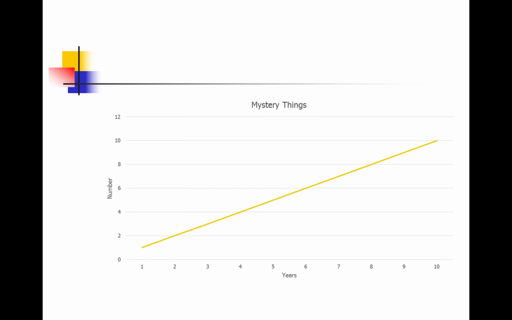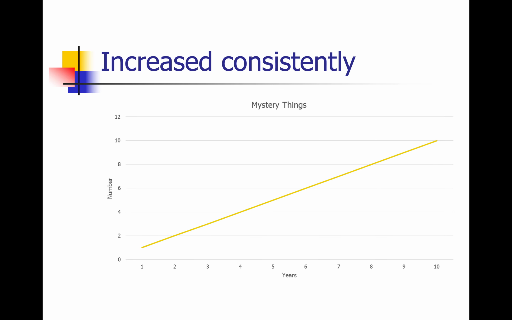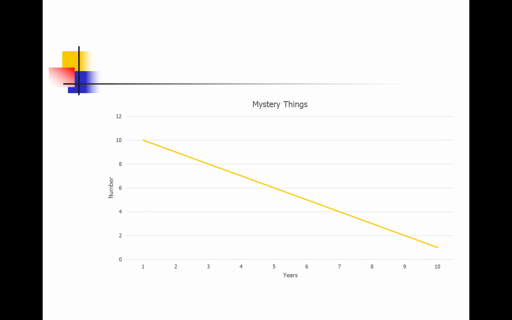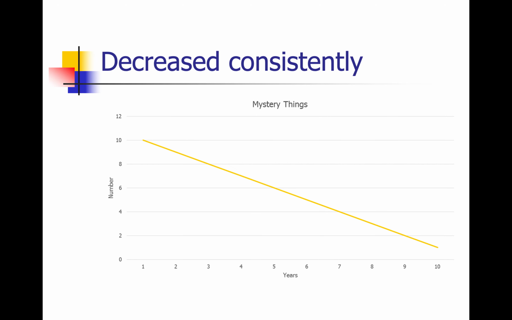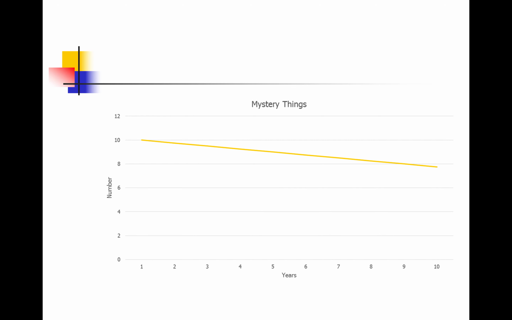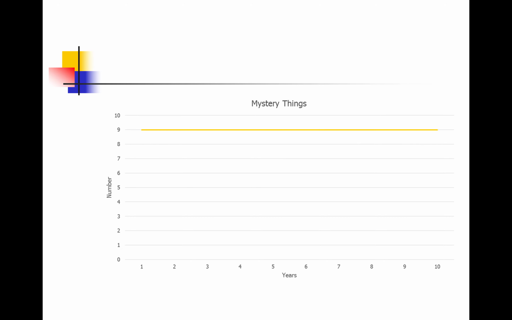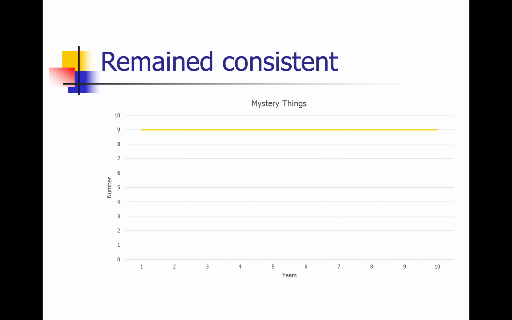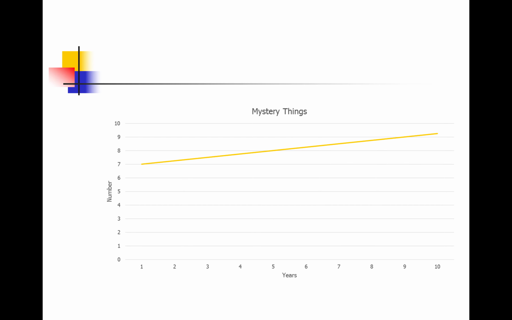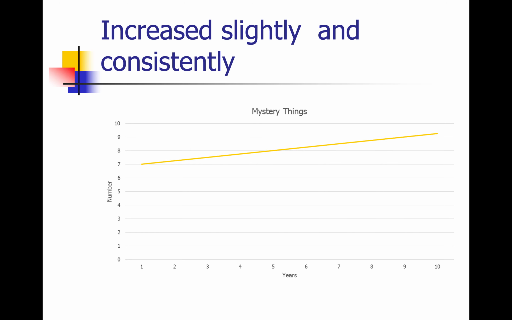Okay, so looking at this graph, can you describe it with some of the language we just talked about? So maybe instead of went up, we can say increased. Maybe increased consistently. Or how about this one? Decreased consistently. Or how about this one? Decreased slightly and consistently. Or how about this one? There's no change. Remained consistent, or remained constant. Or this one? Increased slightly and consistently.